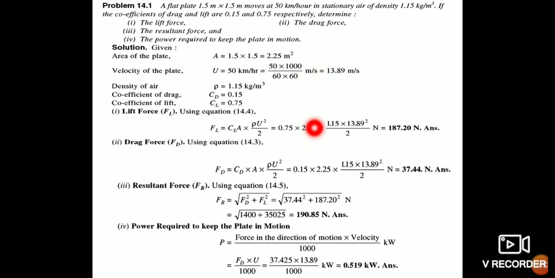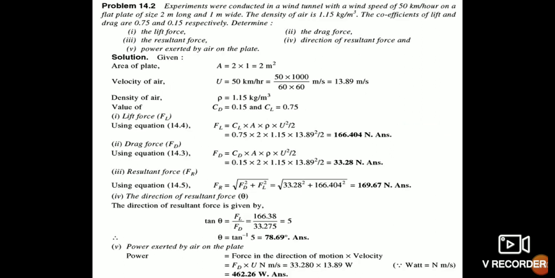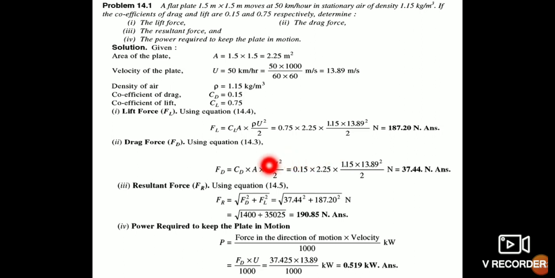Then we know the formula. They asked for the lift force first. FL is equal to CL A rho U square divided by 2. Nothing is complicated here, everything is given. The area is already calculated. So this lift force comes to 187.20 Newton. We only have to substitute the values into the formula.